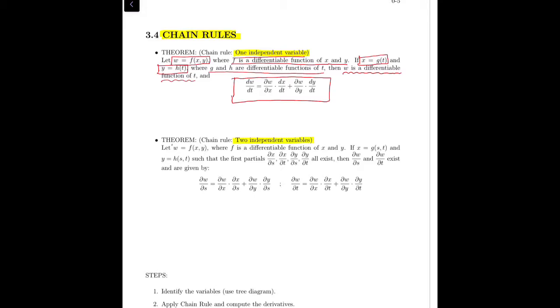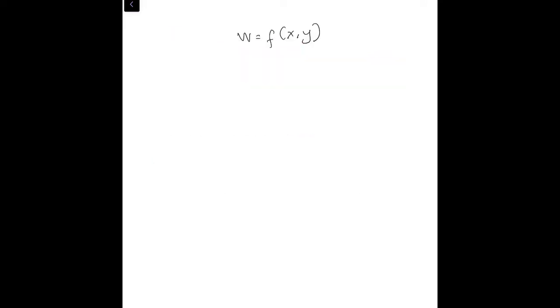So next we do the same for two independent variables. We have w equal to f(x,y), and then we have x equal to g(s,t), and we have y equal to h(s,t). So from the theorem, we have w equal to f(x,y). So we have two variables here, x and y. So split w into x and y.